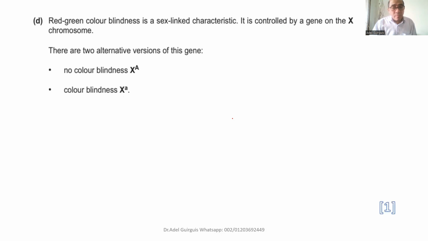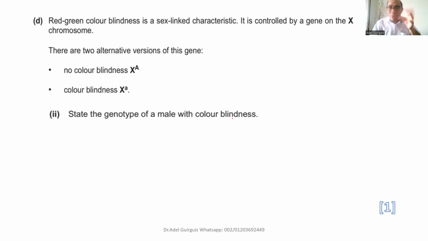Again, now see the genotype of a male with color blindness. What is meant? What's the structure of a male? XY. Yes, XY. What about color blindness? Color blindness means he has a small x carried by X, like this. This is the genotype of a male with color blindness.